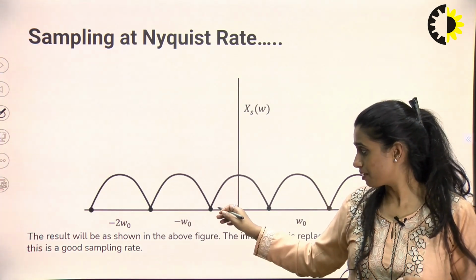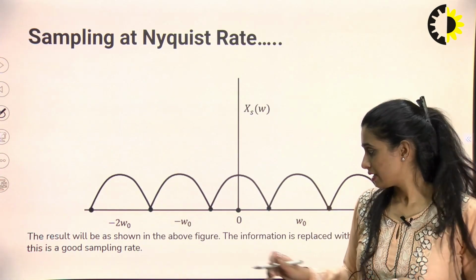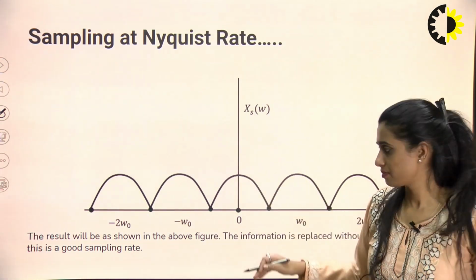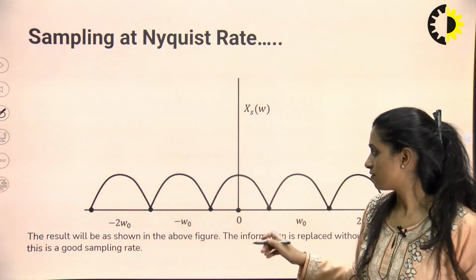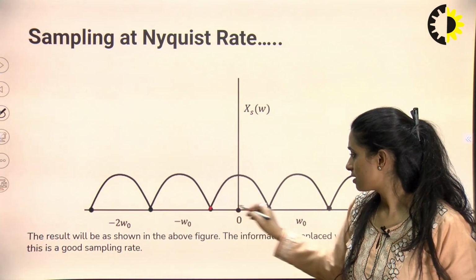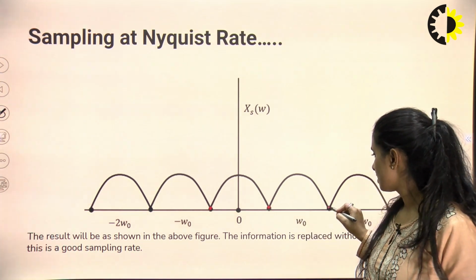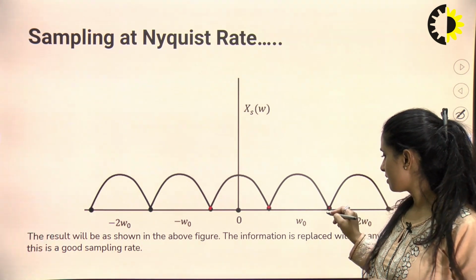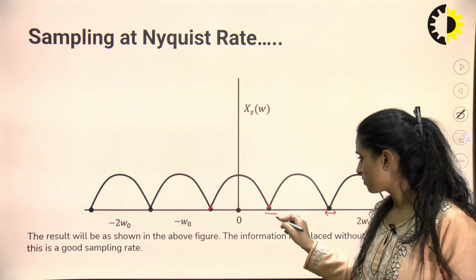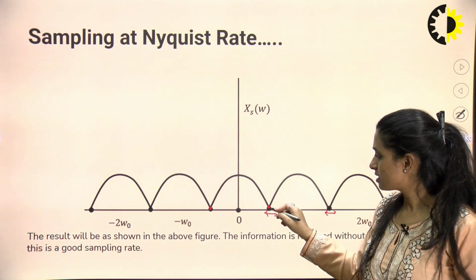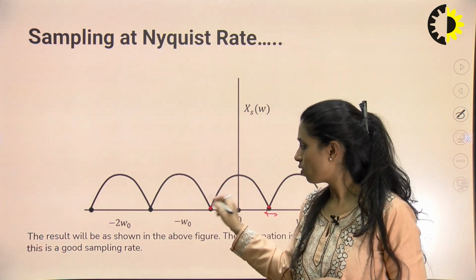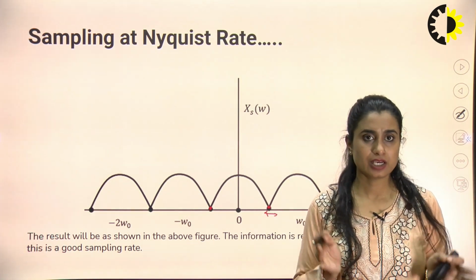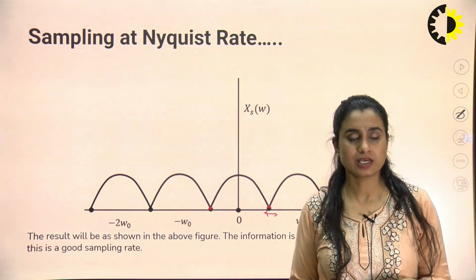The sampled version will look like this. This is how my sampled version looks at the time of reconstruction. The result will be as shown in the figure. Here, see, these are just touching the edge of each other. If I sample at a rate higher than the Nyquist rate, they will be separated with no overlapping. At the Nyquist rate, this happens. Lower than this, overlapping, right? So we have to sample at a rate equal to or higher than the Nyquist rate.